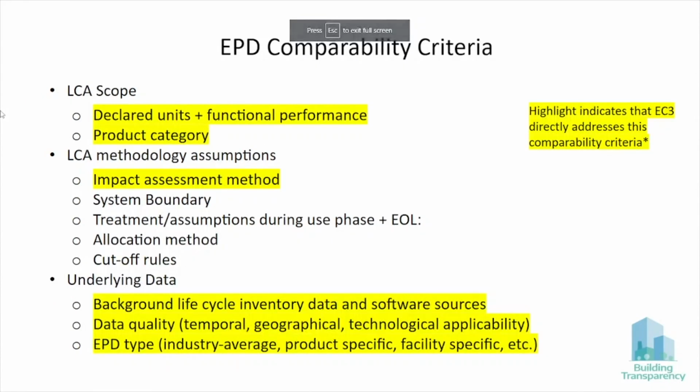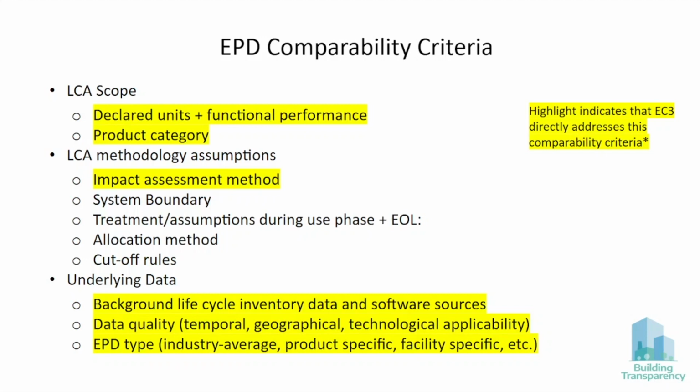Lastly, there's the issue of underlying LCI data quality used to generate EPD results. Before comparing two EPDs, we'd want to know things like, were the results generated using the same background lifecycle inventory data and software? Do they have equivalent data quality in terms of their temporal, geographical, and technological applicability? And are they the same type of EPD? For instance, we wouldn't want to compare values from an industry EPD to a product EPD.